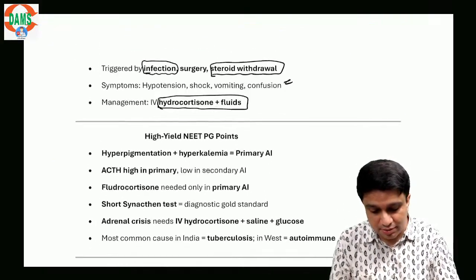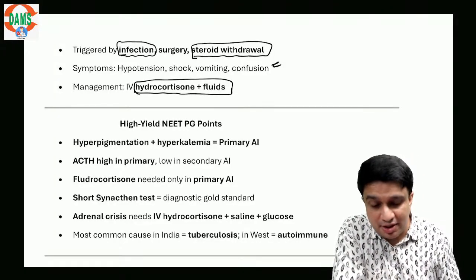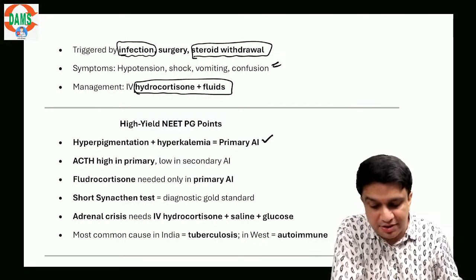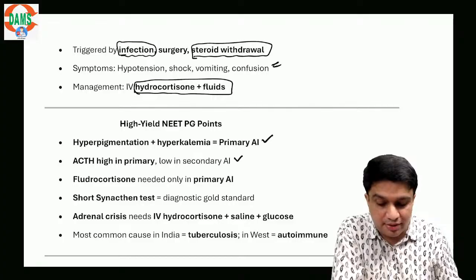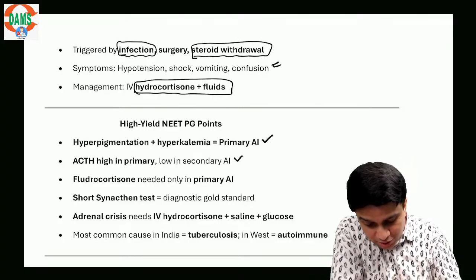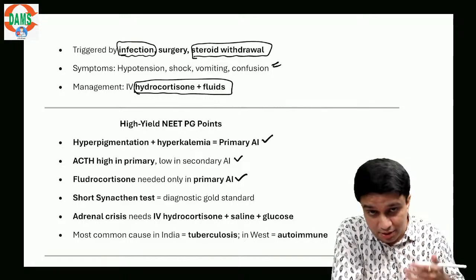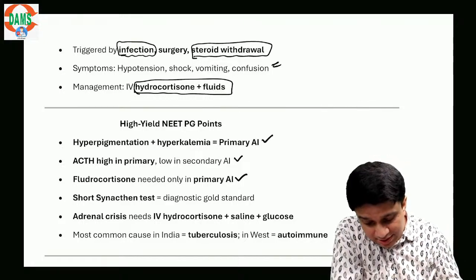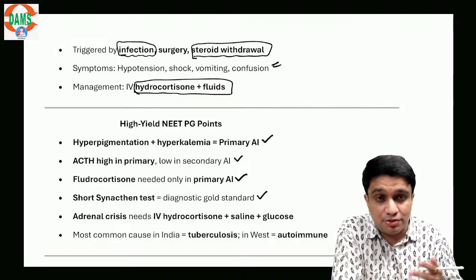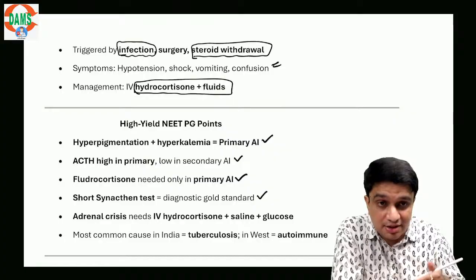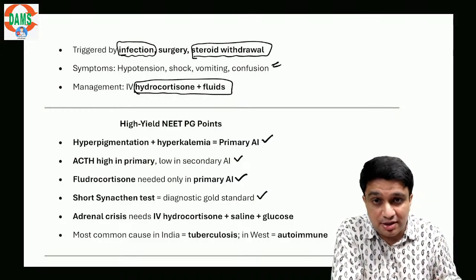Back to the high yield points. Hyperpigmentation, hyperkalemia is primary adrenal insufficiency. ACTH is high in primary, low in secondary. Fludrocortisone is required in primary because they have aldosterone deficiency. They need a mineralocorticoid replacement. The Synacthen test is a diagnostic test to differentiate primary and secondary as well. So if you give ACTH and the cortisol rises, the problem is in the pituitary. If it doesn't rise, the problem is in the adrenal gland.